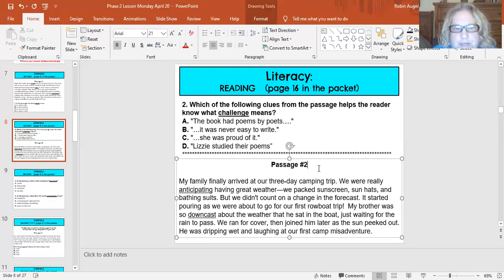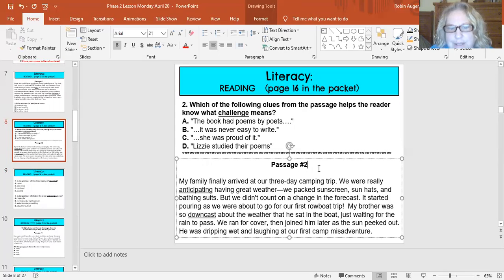Let's read through the passage a second time. My family finally arrived at our 3-day camping trip. We were really anticipating having great weather. What does that mean? Anticipating? We were really anticipating having great weather, and we had packed sunscreen, sun hats, and bathing suits. Okay, that should be a clue. All right. But we didn't count on a change in the forecast. It started pouring as we were about to go on our first rowboat trip. Oh, there's that word pouring, what I was talking about when it rains really hard. Okay. My brother was so downcast about the weather that he sat in the boat just waiting for the rain to pass.